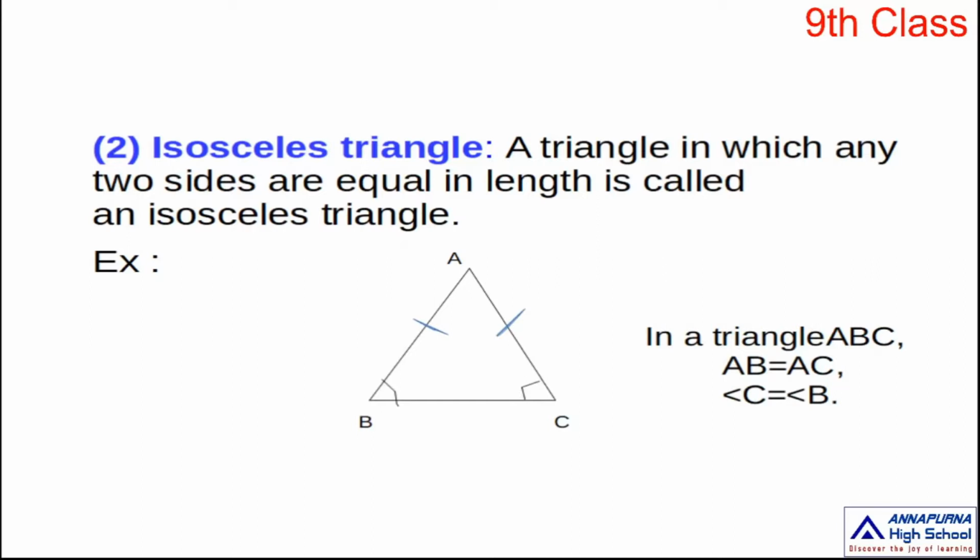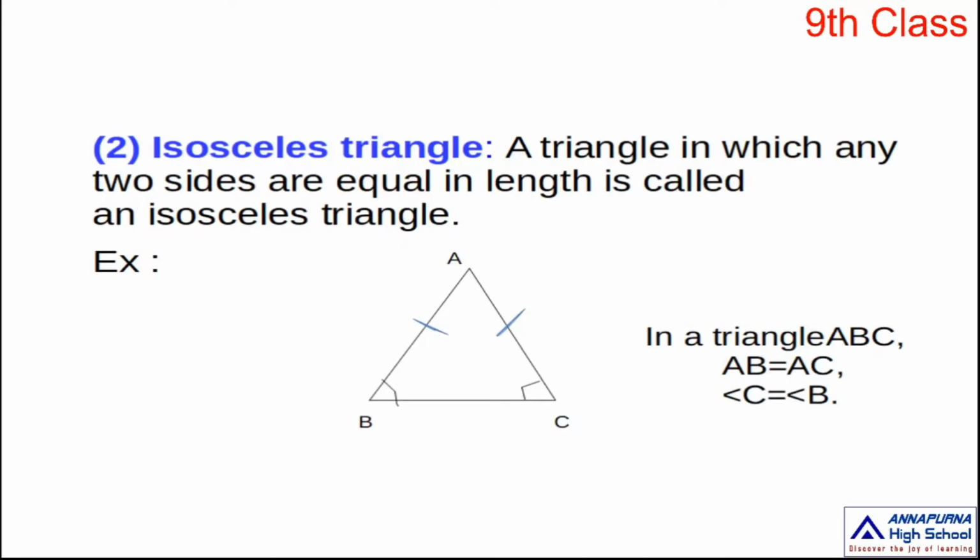Any two sides are equal in triangle ABC, so the triangle ABC is an isosceles triangle. In triangle ABC, AB is equal to AC. This is the mathematical notation. Next, one most important property in an isosceles triangle.